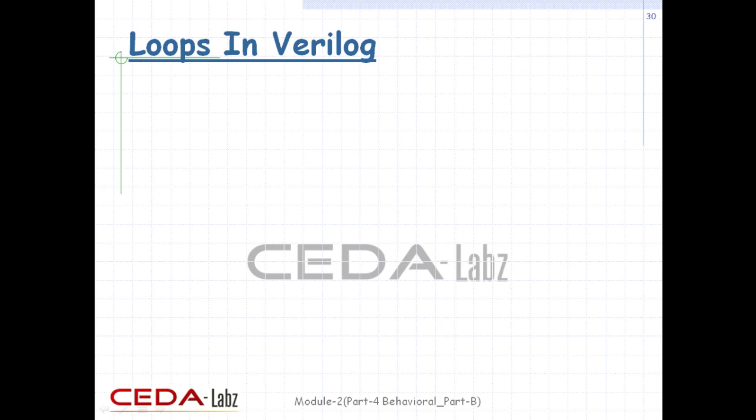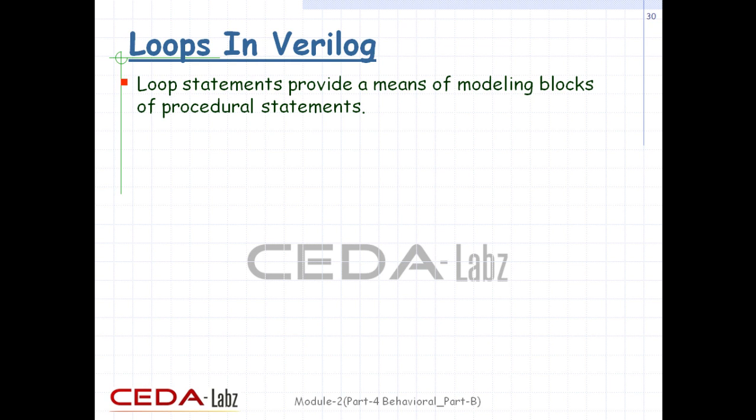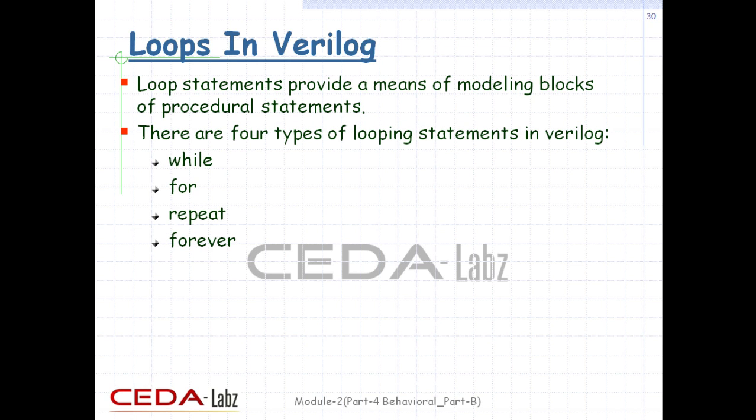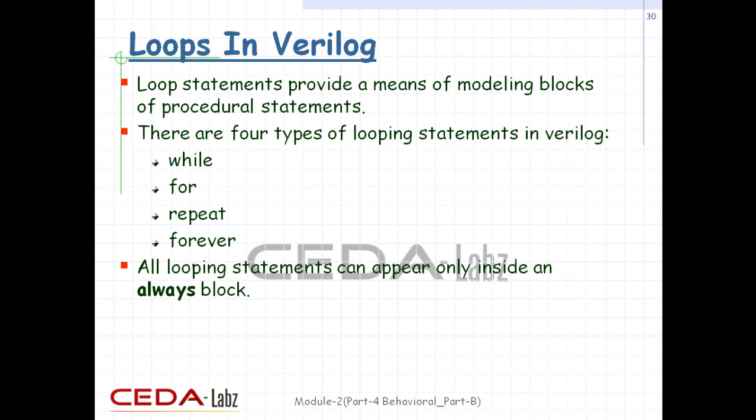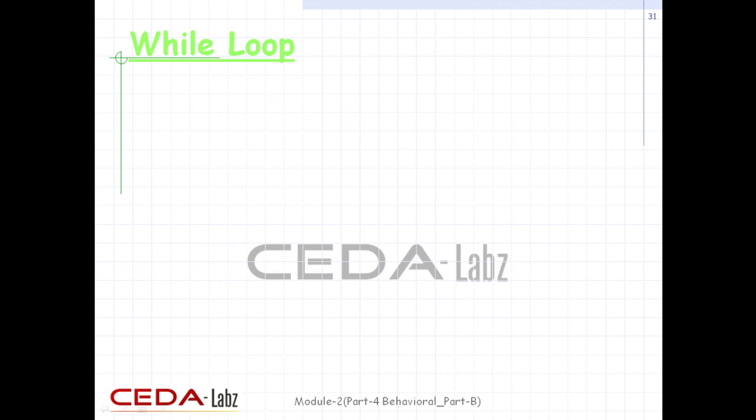There are 4 types of looping statements in Verilog: while, for, repeat and forever. The syntax of these loops is very similar to the syntax of loops in the C programming language. All looping statements can appear only inside an always block. Loops may contain delay expressions.